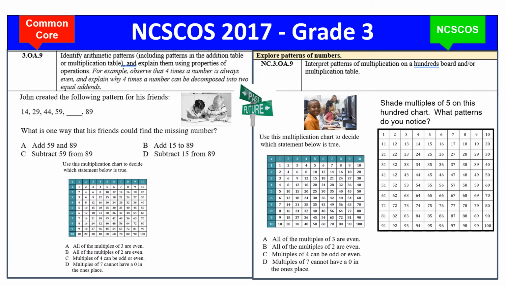Common Core 3OA9 focused on arithmetic patterns in general, including both addition and multiplication. NC 3OA9 focuses on multiplication patterns only and emphasizes the use of a 100 chart and multiplication table to explore patterns.